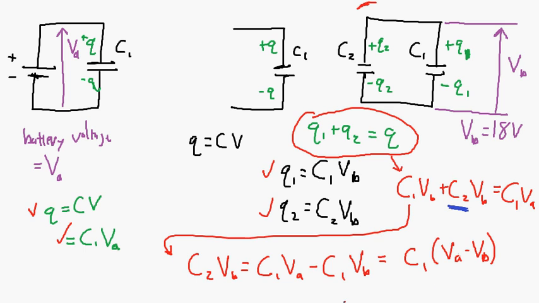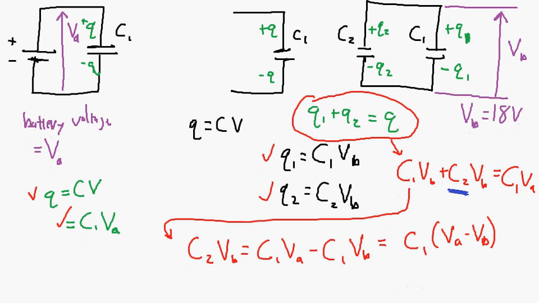Now it's pretty easy at this point. The real answer we can get to is that C2 should equal C1 times VA minus VB, over VB. And so what did we get?